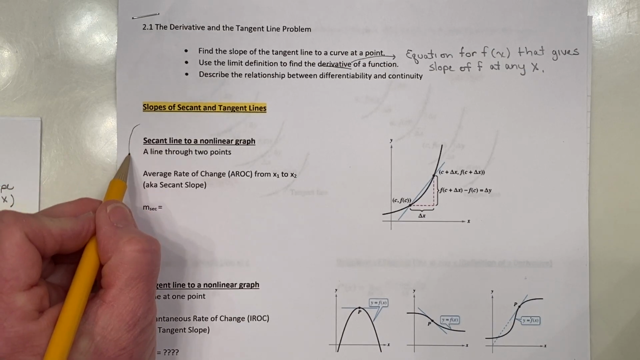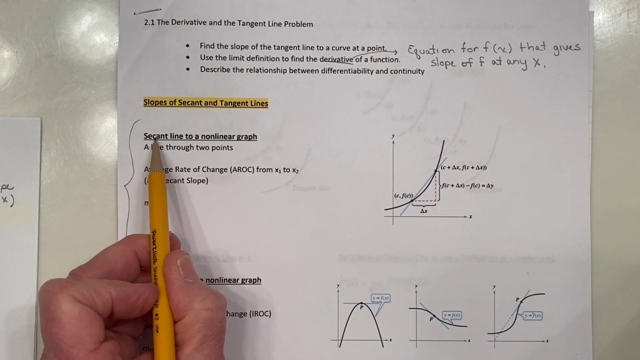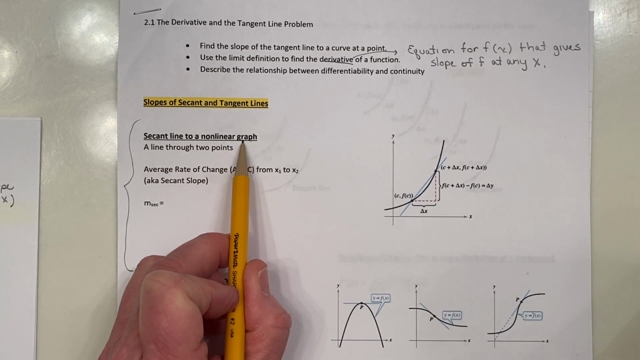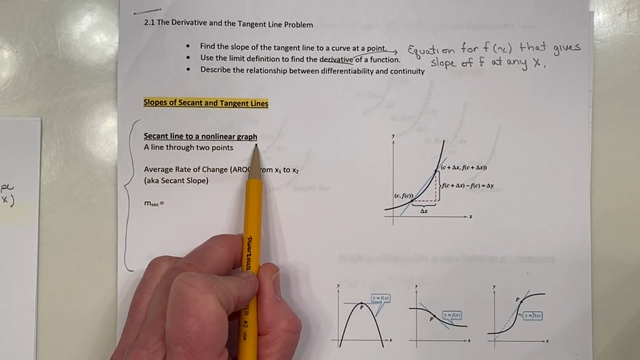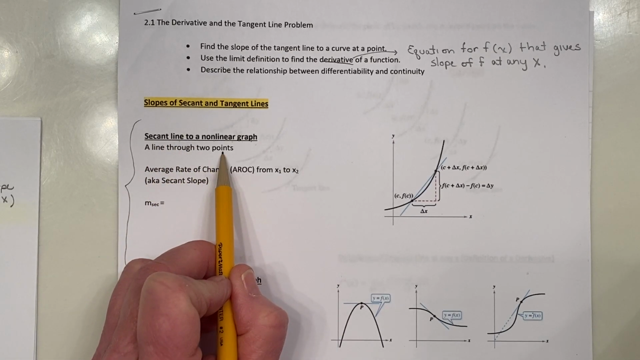So this first part right here deals with information about what is a secant line. Well, a secant line to a non-linear graph, that just means that we're dealing with a graph that's not linear. We could, but typically we deal with non-linear graphs. So what is a secant line? Well, it's a line through 2 points on that graph.